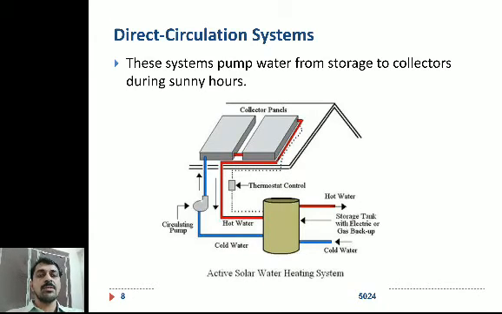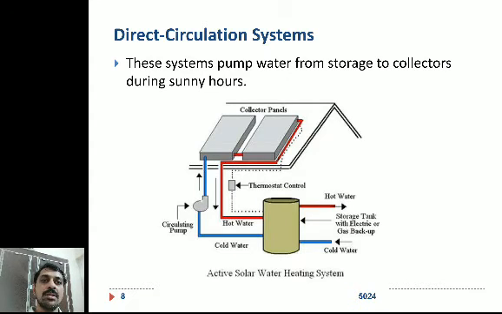Second system in solar water heaters is direct circulation system, where there is a requirement of pump. So these systems pump water from storage to the collectors. So there is a storage tank, collector, everything is same except the addition of this circulating pump. So pump will be pumping or pressurizing the water from the storage tank to the collector during sunny hours. Whenever there is sunlight, the pump will be circulating or pumping the water from the storage tank to the collector.